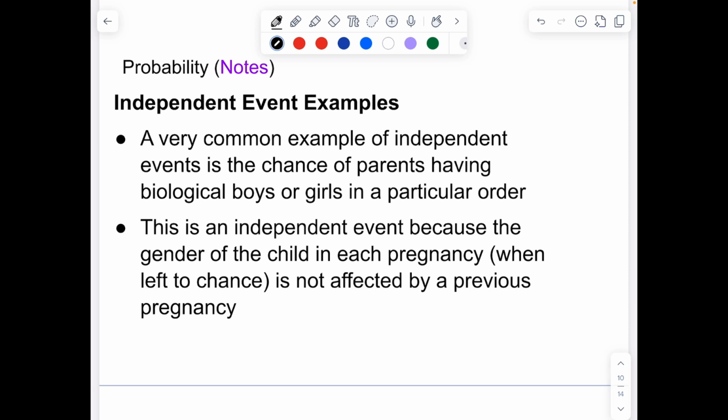A very common example of independent events is the chance of parents having biological boys or girls in a particular order. This is an independent event because the gender of the child in each pregnancy, when left to chance, is not affected by a previous pregnancy.